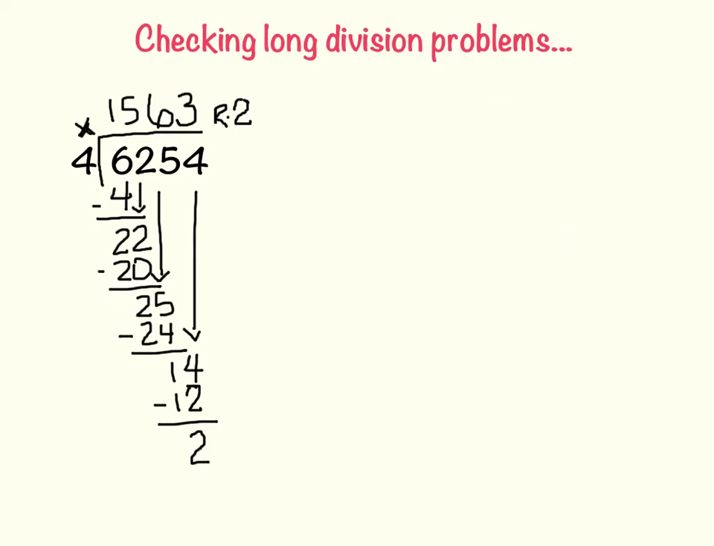To check a long division problem, you're going to do something very simple. You're going to remember that the opposite of division is multiplication. And so we're just going to multiply our quotient times our divisor. And then if you have a remainder, you just add that to your answer and you should get your dividend. So here we go.